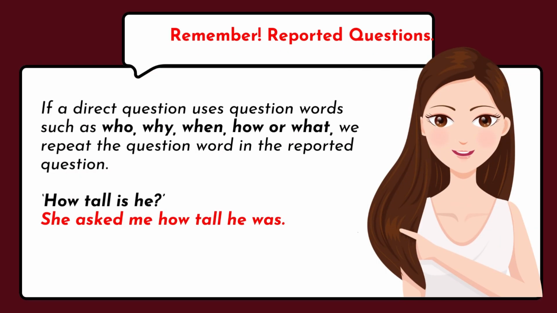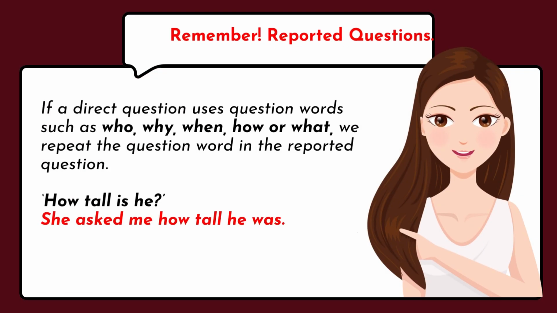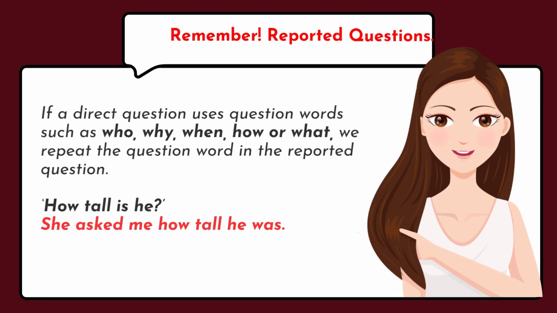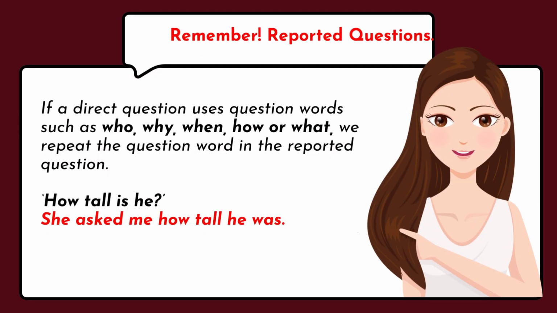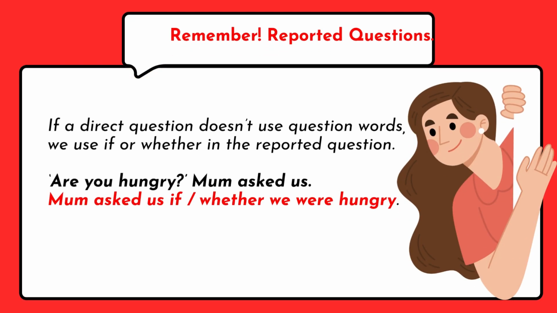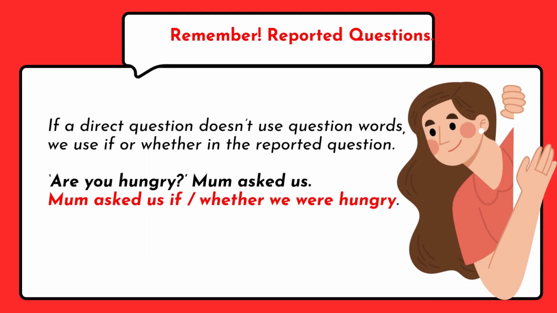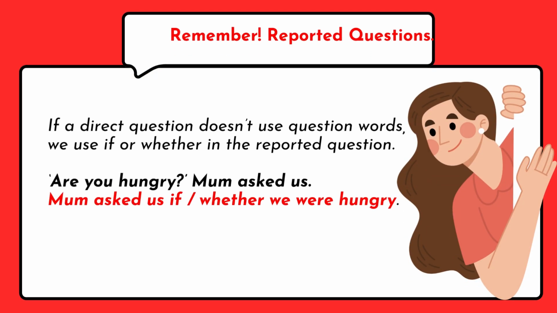Remember. Reported questions. If a direct question uses question words such as who, why, when, how or what, we repeat the question word in the reported question. How tall is he? She asked me how tall he was. If a direct question doesn't use question words, we use if or whether in the reported question. Are you hungry? Mum asked us. Mum asked us whether we were hungry.